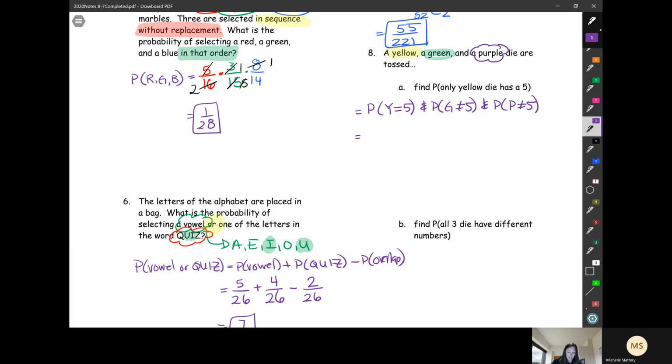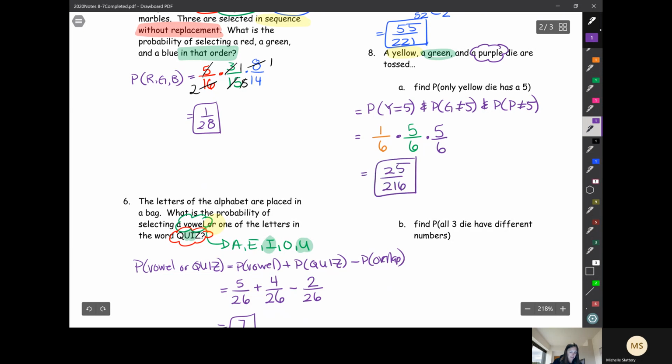So the probability that the yellow one gives me a 5. Well, there is 1 five out of 6 total sides of the die. Times the probability that the green one is not a 5. Well, there's 5 other numbers besides 5 out of 6 total. And then the last one, probability that the purple die is also not a 5. There's 5 other numbers besides 5 out of 6 total. And I calculate that, and I get 25/216.